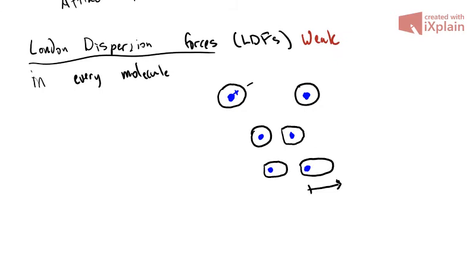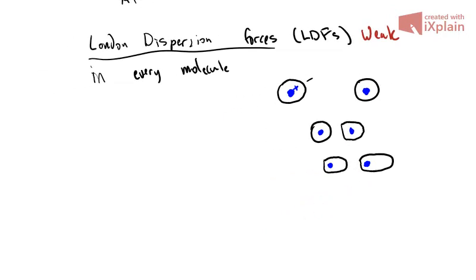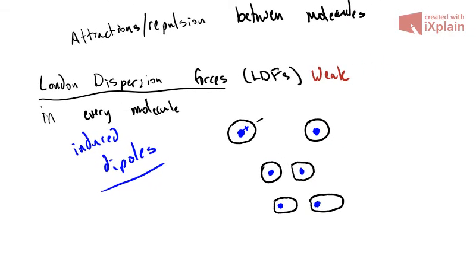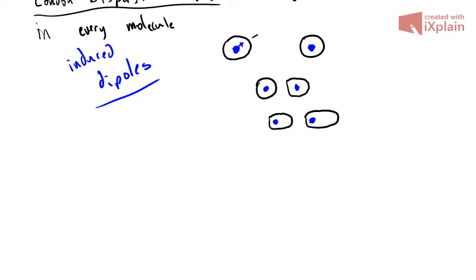So this now has an induced dipole of a slightly positive end and a slightly negative end. It's induced, not permanent, and eventually these relax back into their regular states, and they may even go to the opposite side. But this is very quick, very weak, and it is in every single molecule. London dispersion forces, and I'm going to write out induced dipoles. All right, that's London dispersion forces.